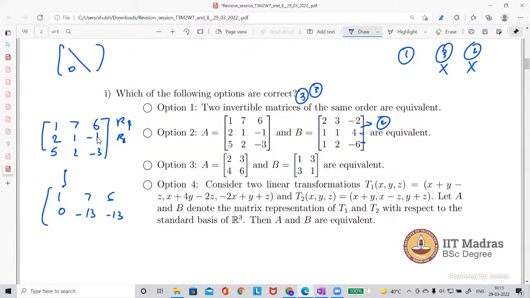And next is multiply R1 by 5 and subtract it. So in R3 it will be 0, and this will become 35. Then the last column is plus 13. No, minus 13 it will be.